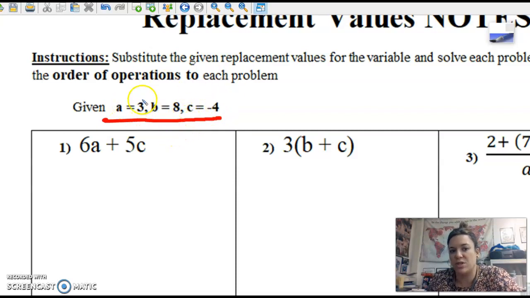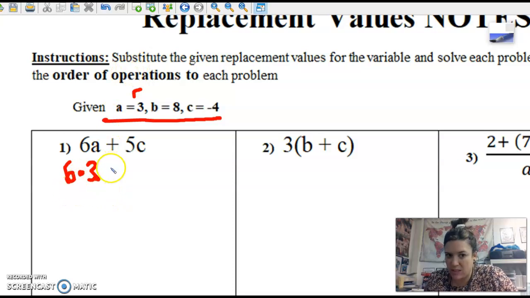So this is called substitution because we're going to substitute a number, in this case 3, for every A that we see in each problem. Like a substitute teacher, this is a substitute number for the variable. So for every A, I'm going to put a 3, and this A is being multiplied by the 6. So when you substitute your 3, you're really doing 6 times 3, not 63. Plus 5 times our C, which is -4. And if you want to put parentheses, you can.